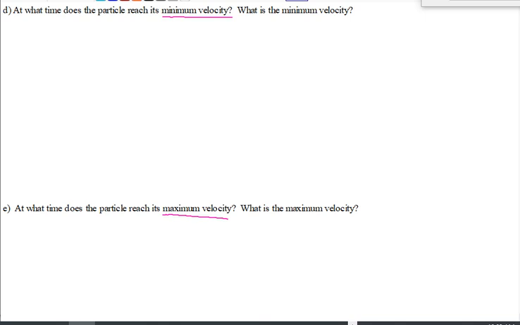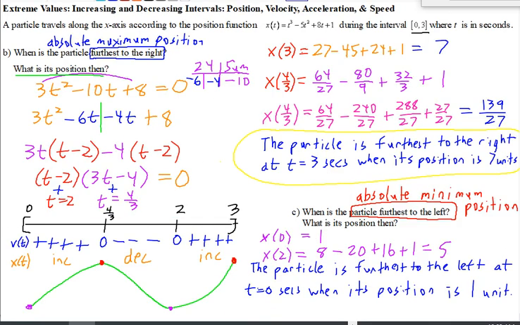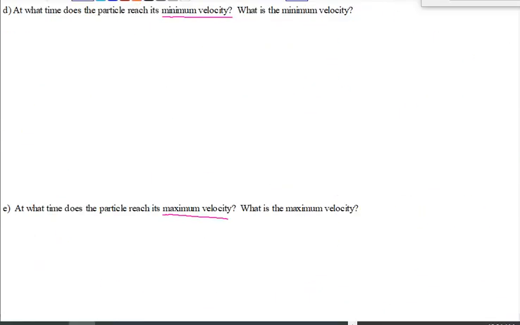So again, same key concept to remember. Whatever you're trying to minimize or maximize, you need its derivative. Remember here we were trying to find furthest to the right and furthest to the left, the absolute minimum and maximum position. So we had to use its derivative, velocity, and set that equal to 0. But now we're trying to find the absolute minimum and maximum of velocity. So we need velocity's derivative, which is acceleration, which I don't think we've needed to find yet.